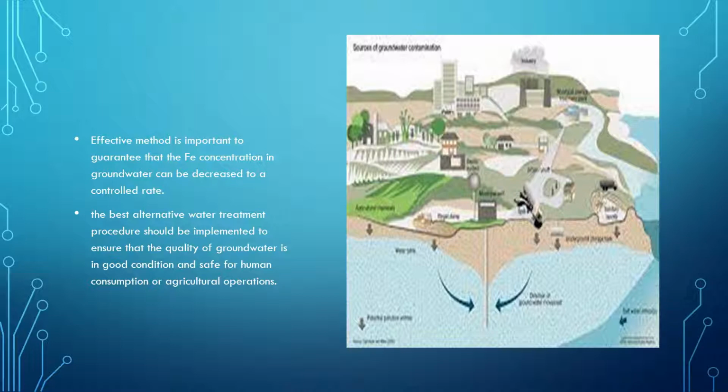An effective method is important to guarantee that the ferrous concentration in groundwater can be decreased to a controlled rate. The best alternative water treatment procedure should be implemented to ensure that the quality of groundwater is in good condition and safe for human consumption or agriculture operation.